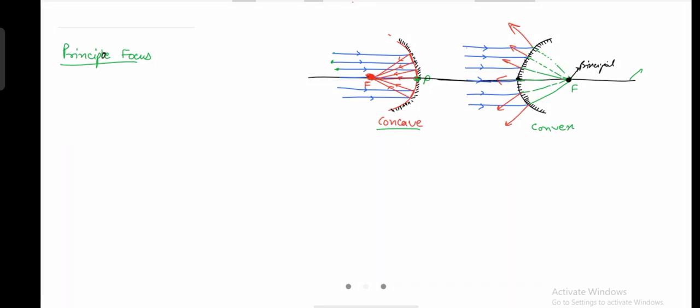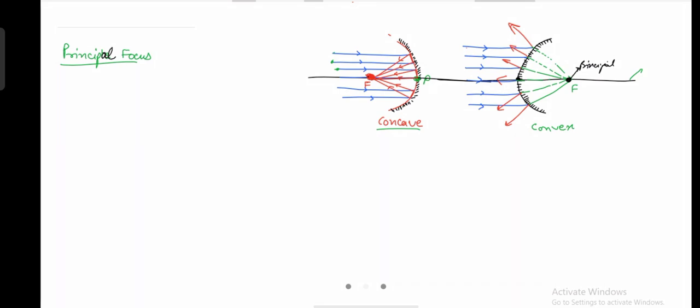Okay, principal focus. Now you have to understand the difference between the convex and concave one. In the case of the concave one, this principal focus point is also called real, because it is lying in front of the mirror. That's why it is also called the real one. While in the case of the convex one, it is not called real. Then what is it called? It is called virtual.